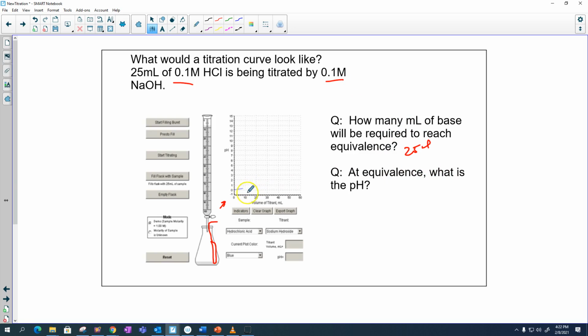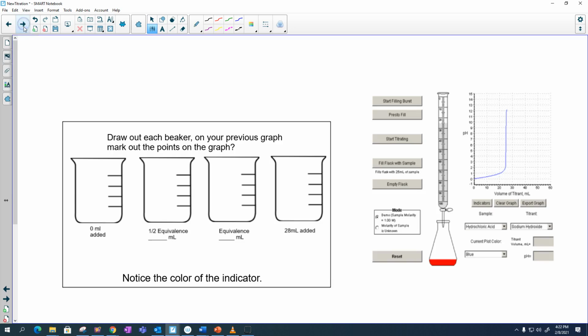So this is going to be what it looks like. There it is. I'll just show here. So this is it. And you'll see right at 25 milliliters, it spikes and it starts to shoot straight up, and eventually just tapers off like that.